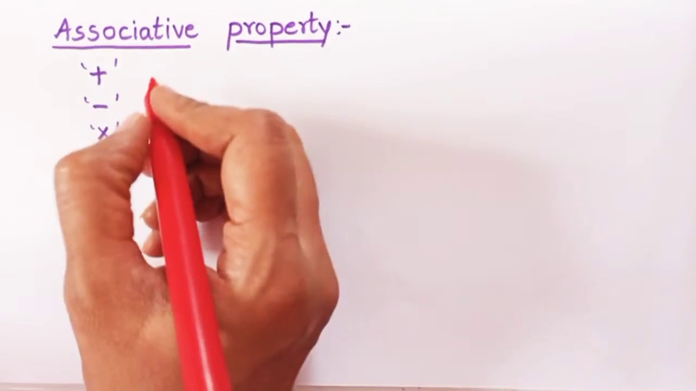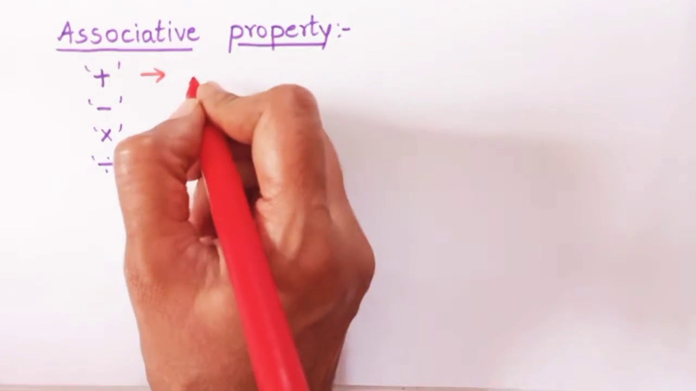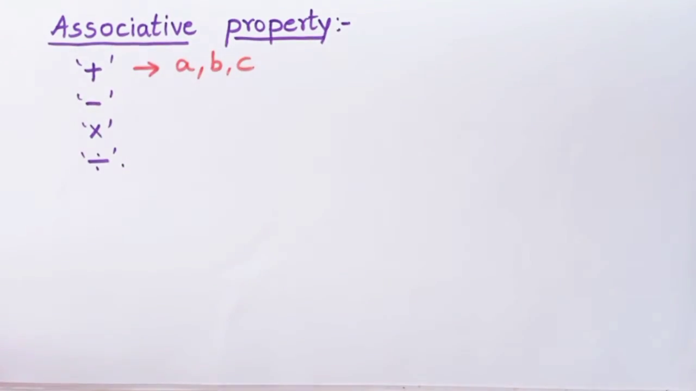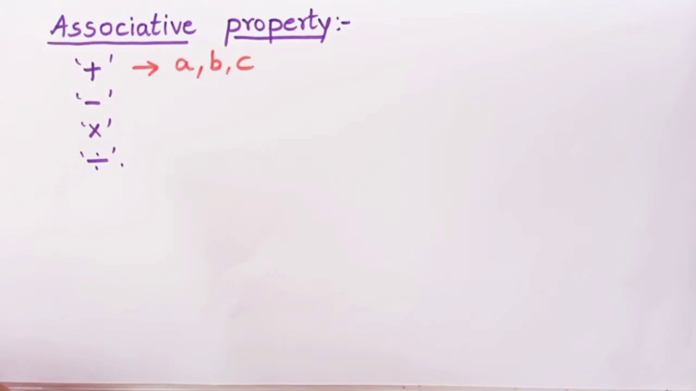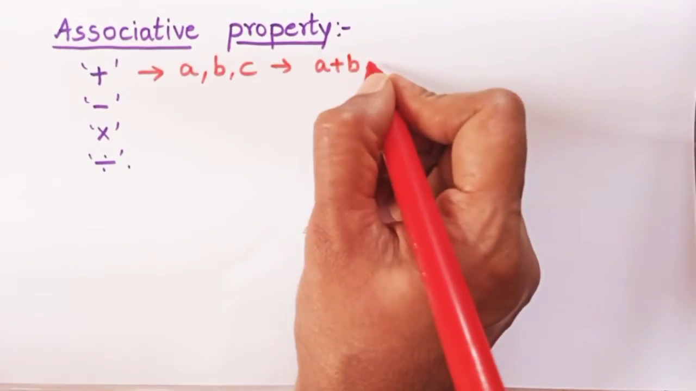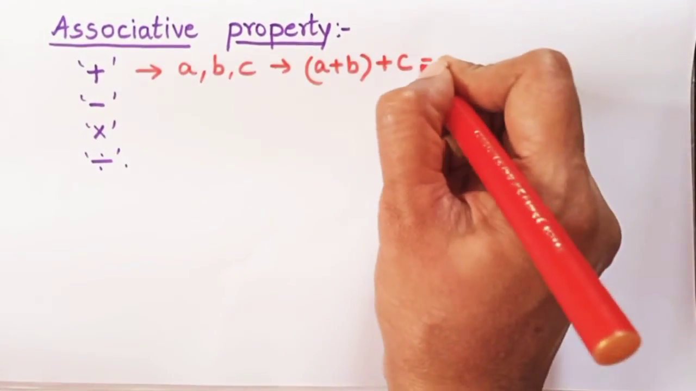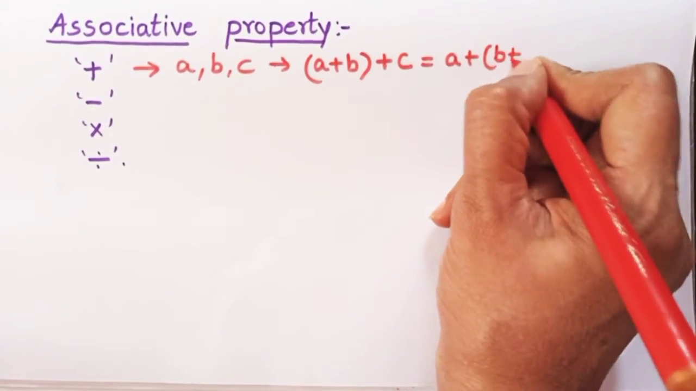What is meant by that? If you take it for addition, when I have three numbers like A, B and C, maybe they are whole numbers, integers or rational numbers, I say that addition is associative when (A plus B) plus C is equal to A plus (B plus C).